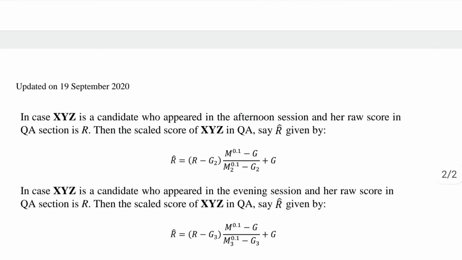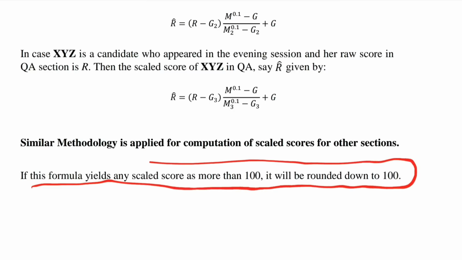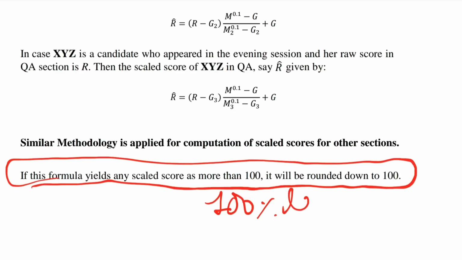Same way for slot 2 and slot 3, everyone is done. Everyone's scores are evaluated, and anybody who gets more than 100 in the scale score will be rounded off to 100 percentile. That's why the topper is 100 percentile. All the toppers who scored more than that also, their scale score will be 100.